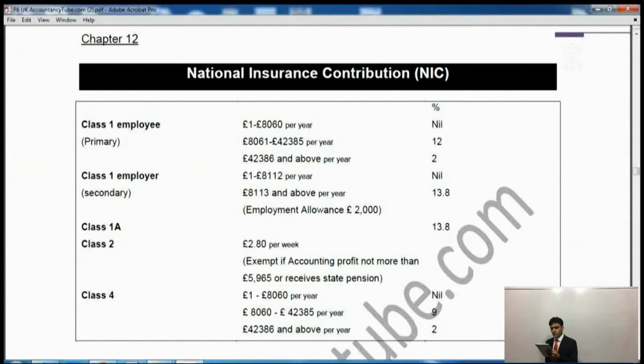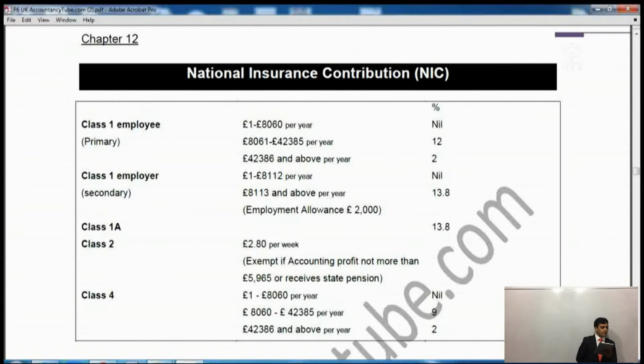It might be some other page number on your notes, but it is chapter 12, national insurance contribution. Now, there are different types of national insurance from class 1 to class 4, and there are two types of it. One is for the employee, another one is for the employer. So if you're working for someone, you will have to pay national insurance, and if someone is working for you, then you will have to pay national insurance.